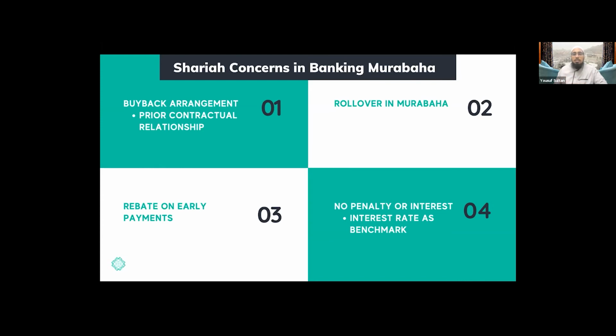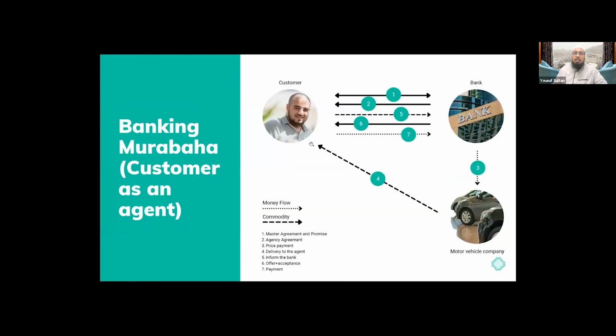Prior contractual relationship. Let's say, for example, the customer has already acquired the motor vehicle from the motor vehicle company, meaning that he already has an agreement with the company to purchase it. Maybe he also signed the agreement and made a down payment. Now, because he is unable to pay, he came to the Islamic bank and said, I need financing for that. Can the Islamic bank finance that? It cannot, because the product is already sold and is already owned by the customer.